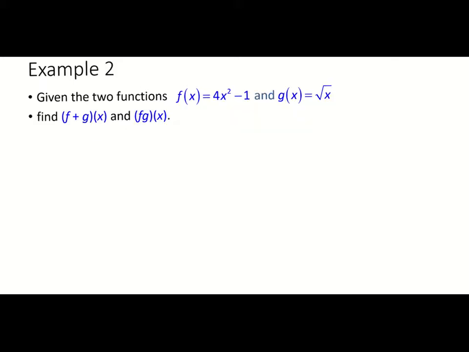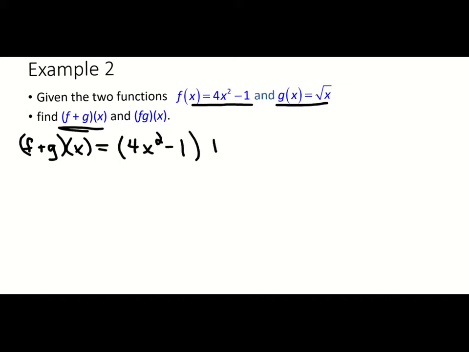Okay. Now we're going to work with more typical functions that you're used to seeing. And what they want us to do here is, they give us two functions. We have f of x equals 4x squared minus 1, and g of x equals the square root of x. First, they want me to add the two functions together. So that means simply what I'm going to do for f plus g of x, it will be equal to 4x squared minus 1 plus the square root of x.